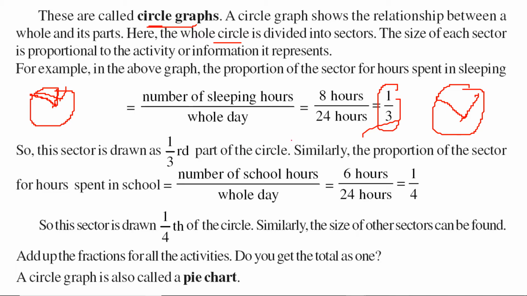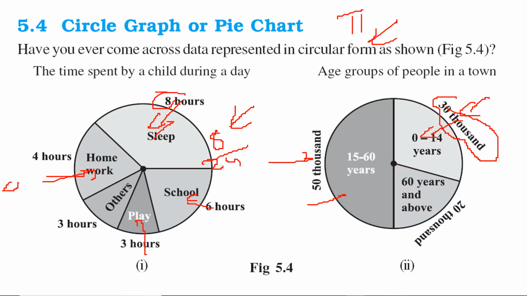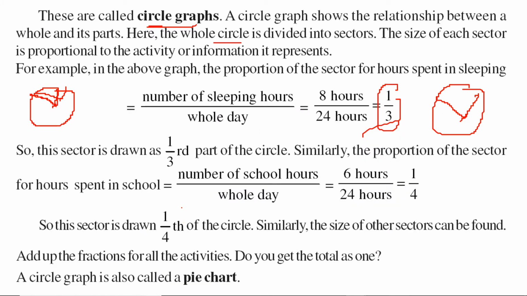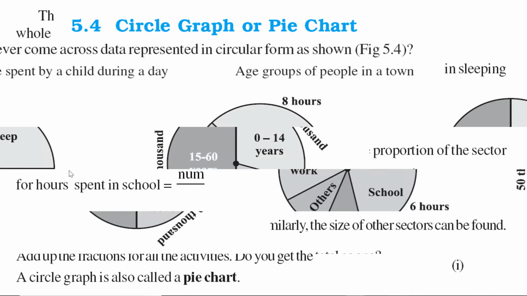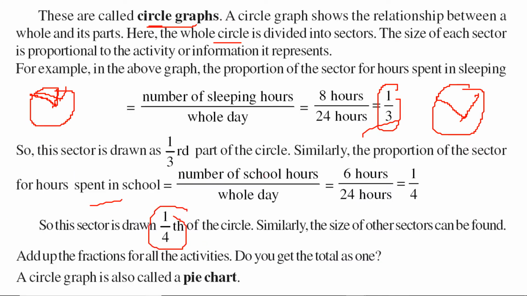Similarly, if you want to compute the hours spent in school, this is 6 hours, total is 24 hours, so 6 by 24 is 1 by 4. Homework is 4 hours, so 1 by 6. So we give 1 by 4 part, that is a 90-degree part, to the circle. So how can the size of the other sectors be found out? You can just check it out.